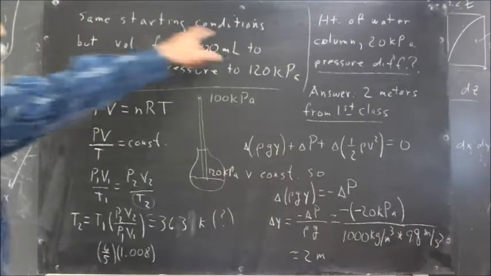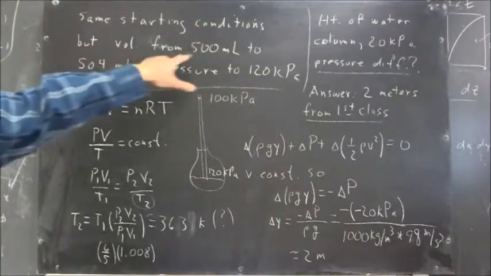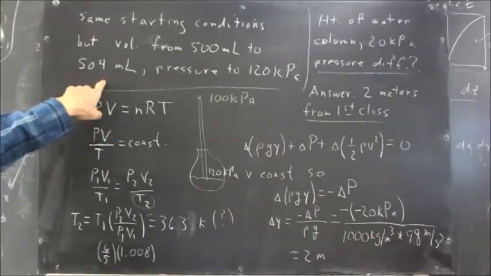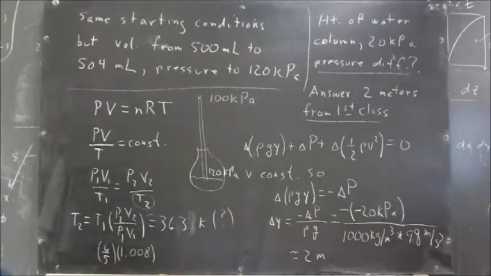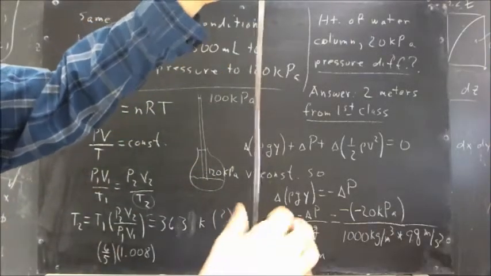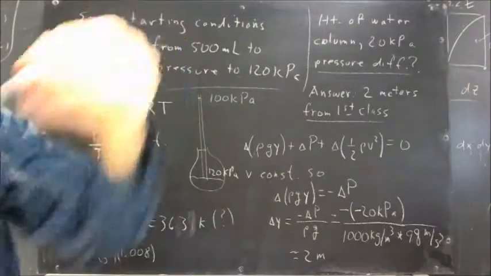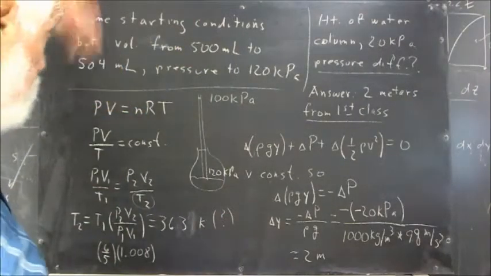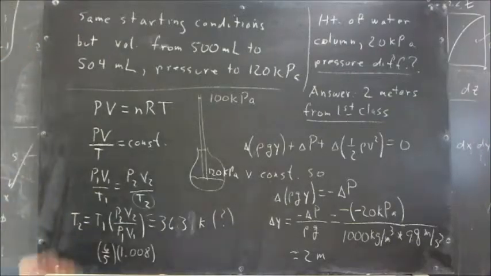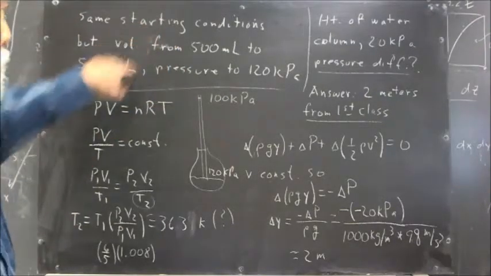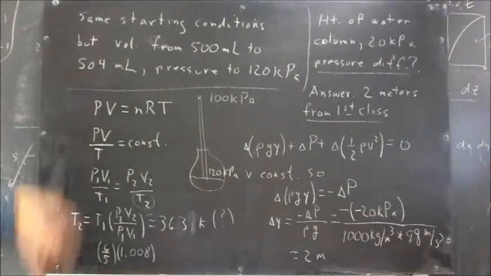Under the same starting conditions as before, but allowing the volume to go from 500 milliliters to 504 milliliters to allow for the displacement of some of the water into the tube, assuming the tube has a volume of 4 milliliters up to a height of 200 centimeters or 2 meters. We want to figure out what happens under those circumstances.